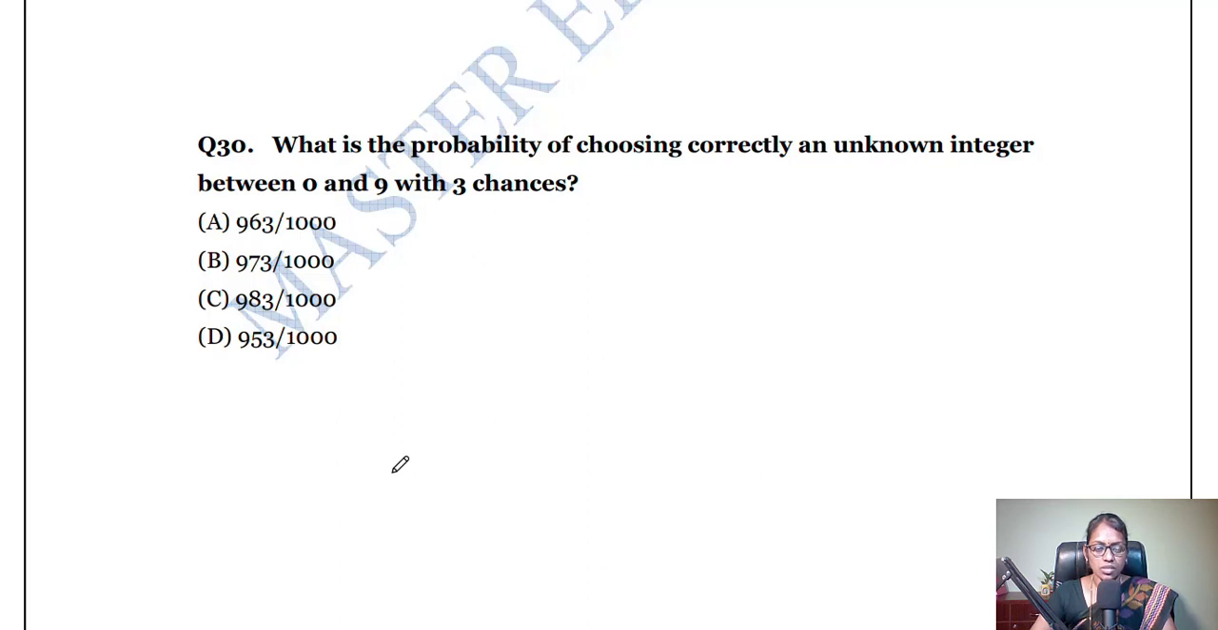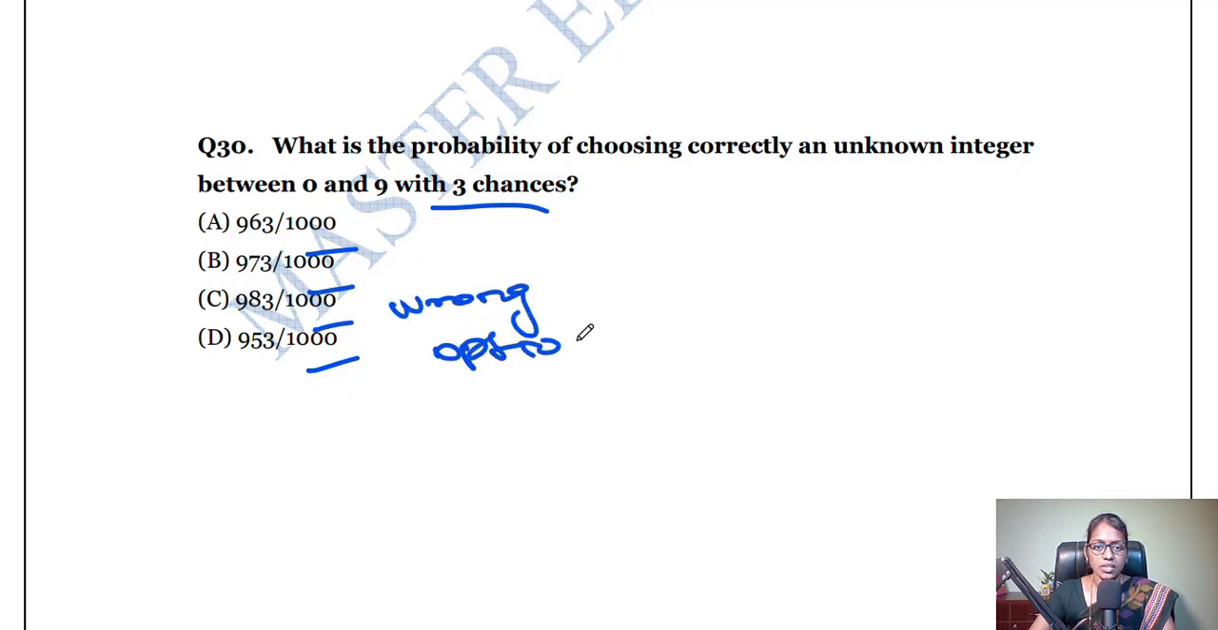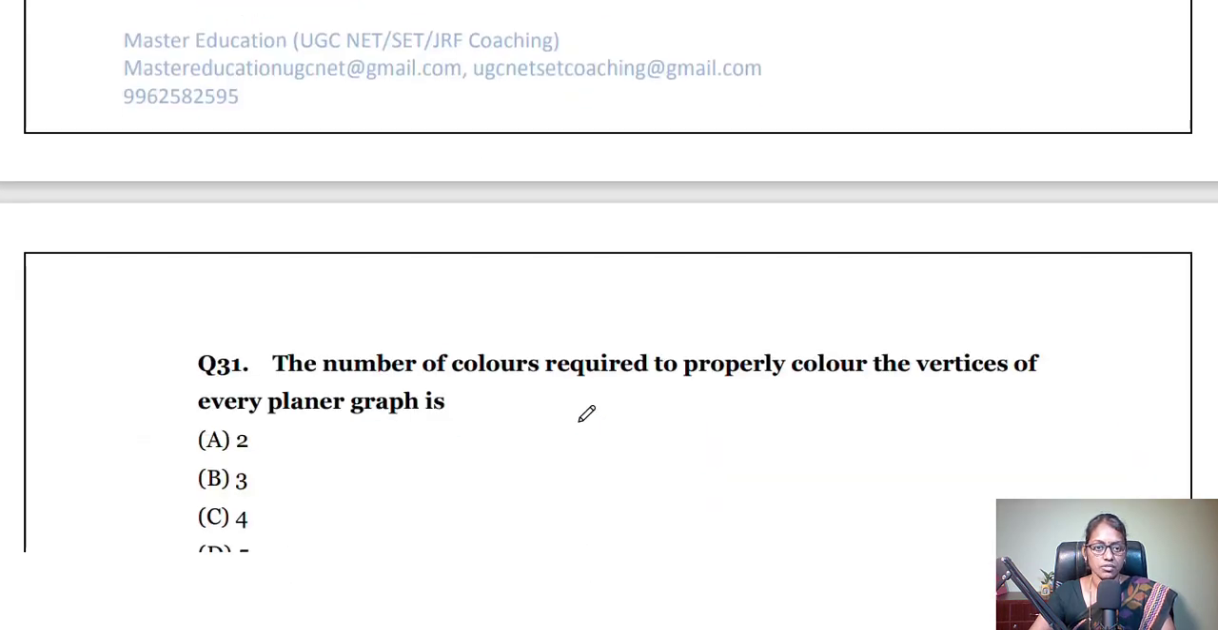The next question is, what is the probability of choosing correctly an unknown integer between 0 and 9 with 3 chances? Actually, these are wrong options, and in NET also they are giving different answers. So I skip this question. You just work it out yourself.